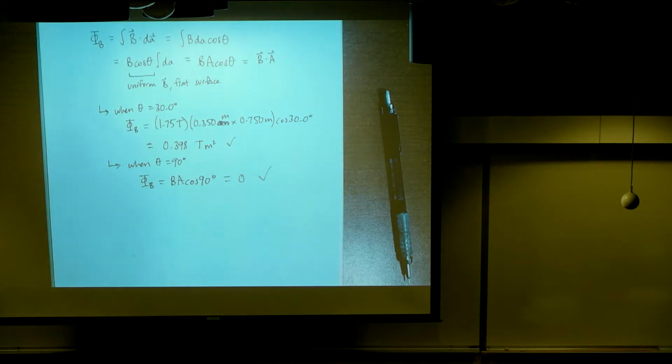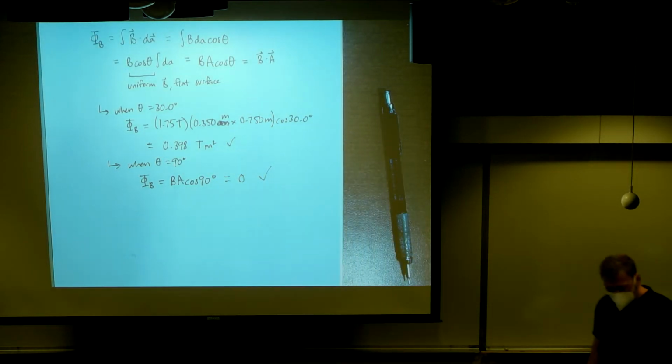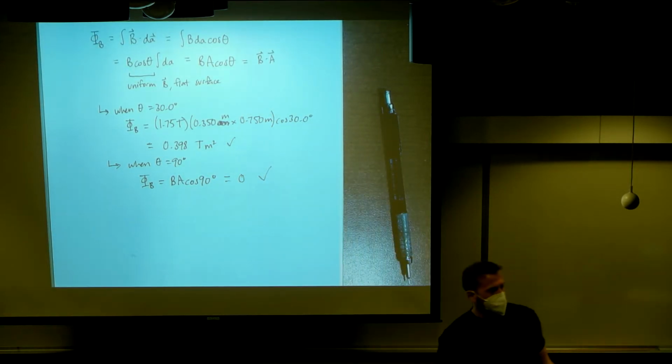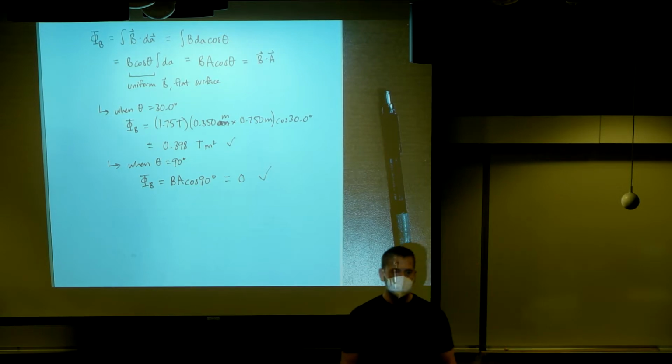So what that means is, if you have an angle of 90 degrees, that's kind of a special case where the flux goes to 0. Try to envision this, right? Let's say this is our flat rectangular surface, this sheet of paper.